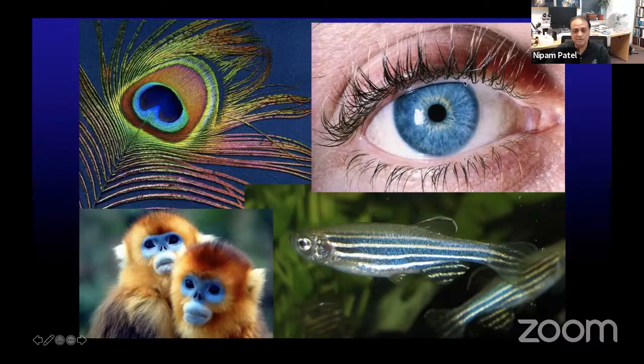Now, I'll mention there is one big exception to this, which is why the world is so green, and that's chlorophyll. Chlorophyll is one of those rare pigments that's good at absorbing red and far red light. But back to the phenomena of structural color.